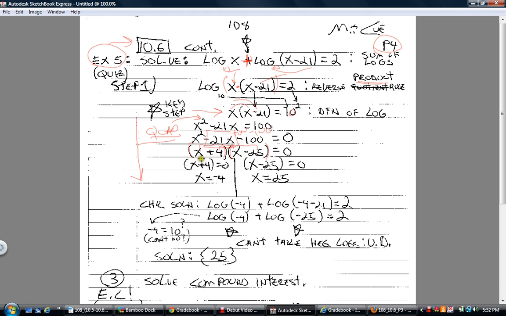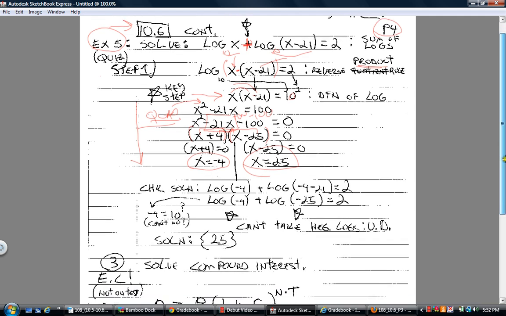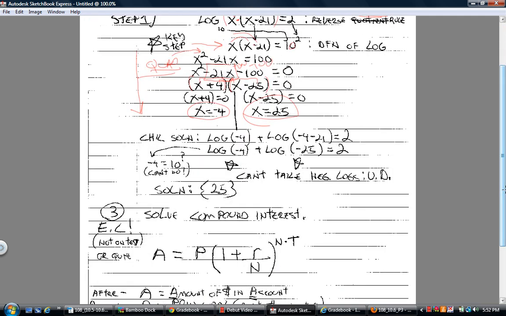Now your zero factor property tells you to take each parentheses, set them equal to 0, and boom, bang, you've got your answer. Okay, now you think, well, I'm in pretty good shape until, guess what you need to do? Check your solutions. So now you've got to put a negative 4 in for x, and we quickly find out that you can't take negative logs. Undefined, doesn't exist, so that solution is out. You can try to remember that, and then your final answer is a positive 25.